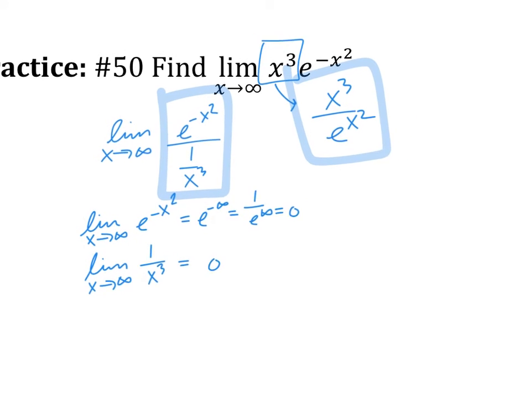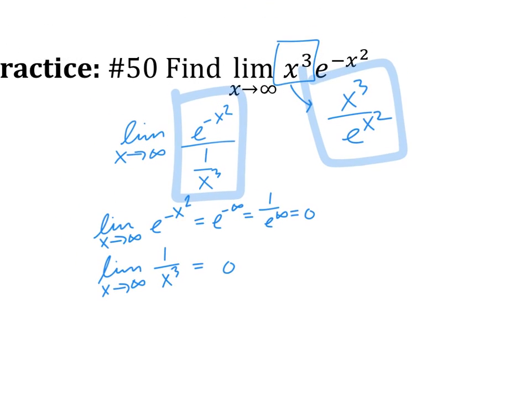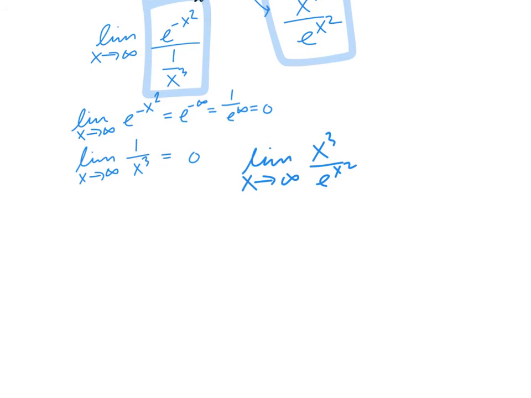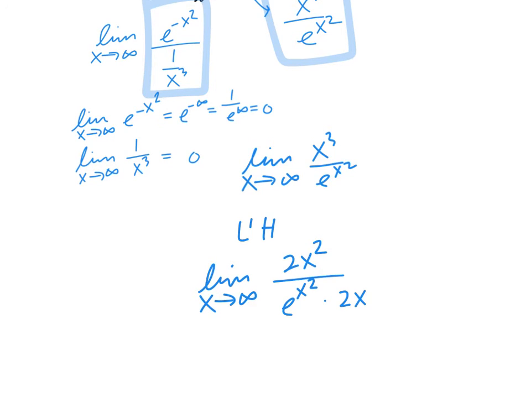All right, okay, so let's do the simpler one. The limit as x goes to infinity of x cubed over e to the x squared. That is infinity over infinity. That means we have to use L'Hopital's rule. So that is the limit as x goes to infinity of 2x squared over e to the x squared times 2x. Right?